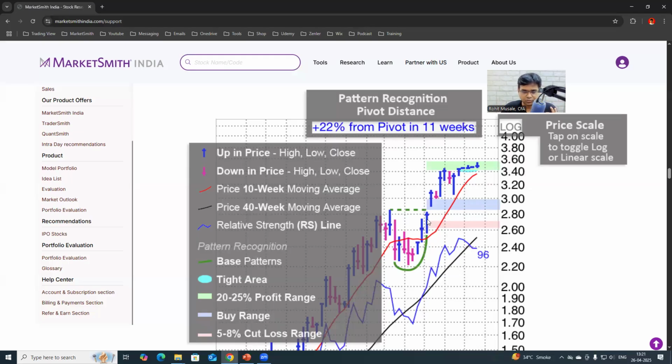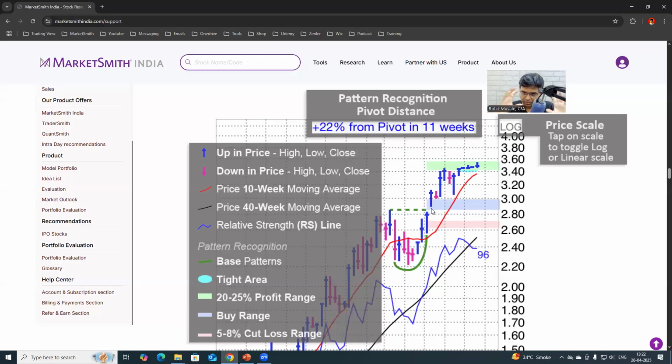Another condition you should notice is that, see this red line, that's the 10-week simple moving average. On our TradingView, it is the blue line. Here it is the red line. But the price should be above the 10-week simple moving average and the price should be below the pivot point.